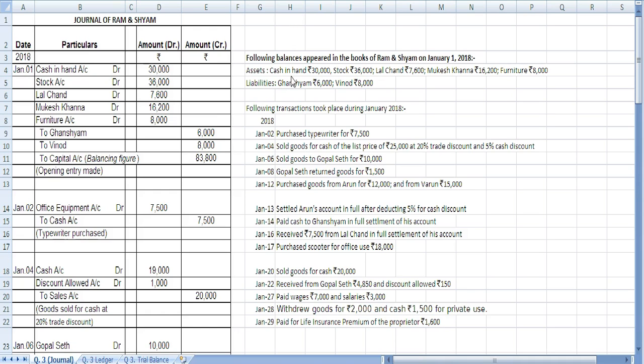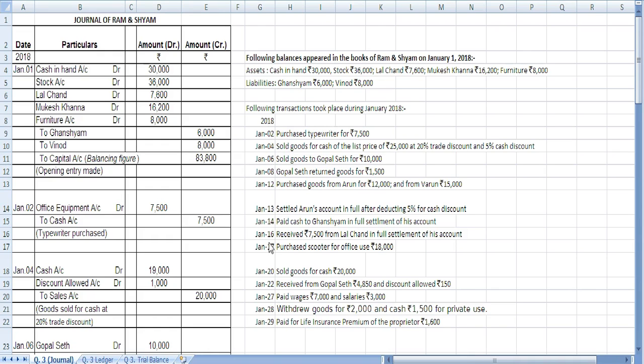Following balances appeared in the books of Ram and Shyam on January 1, 2018. Assets are cash in hand 30,000, stock 36,000, Lal Chand 7,600, Mukesh Khanna 16,200. Lal Chand and Mukesh Khanna are the debtors. Furniture 8,000. Liabilities: we have the creditors Ghanshyam 6,000 and Vinod 8,000. Following transactions took place during January 2018.